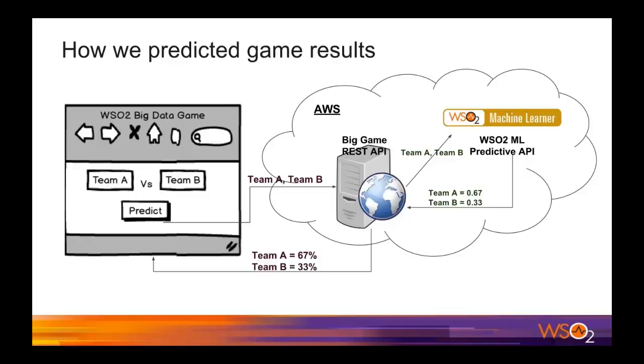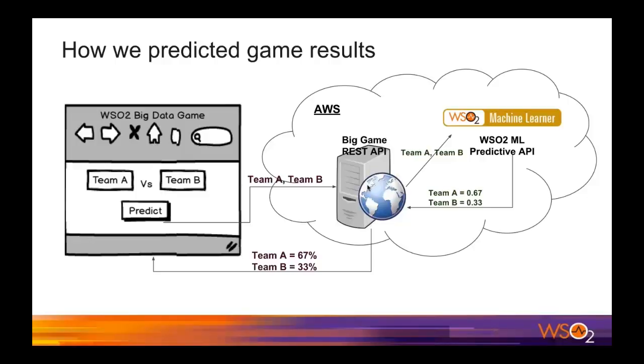We use the big game REST API to upload new data as well. We built this Super Bowl prediction API and exposed the site before the playoffs got started. While the playoffs are going on, new data is generated, so you need to keep updating the machine learning model based on the new data as well. We use the big game REST API to pass the new data into WSO2 machine learner in the correct format.